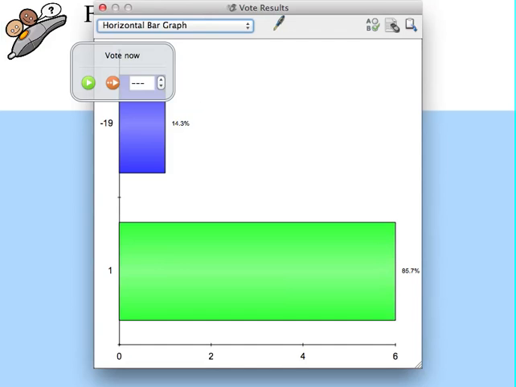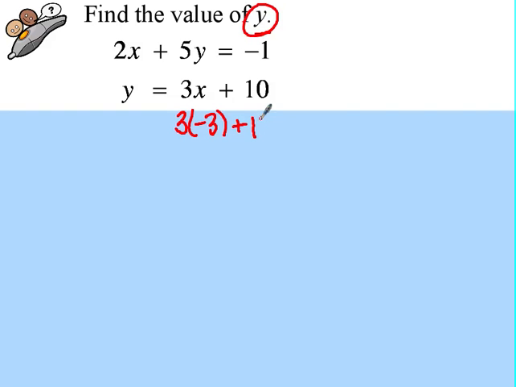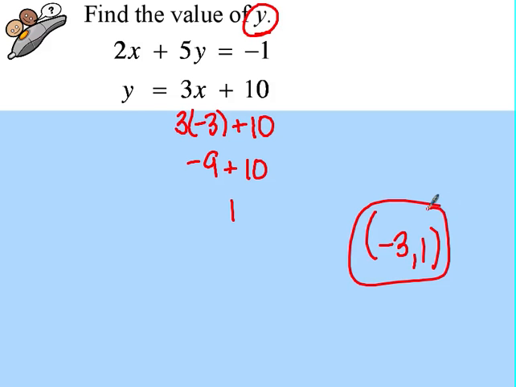And the answer is 1. Okay, because when you plug that in, you end up with 3 times -3 plus 10, which is -9 plus 10, which is 1. So really your ordered pair on that one would be -3, 1. Let's look at another one.